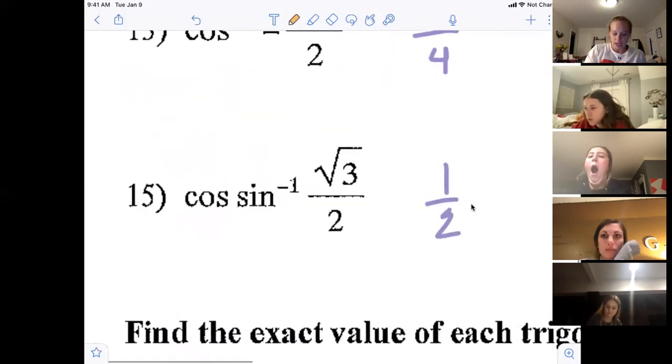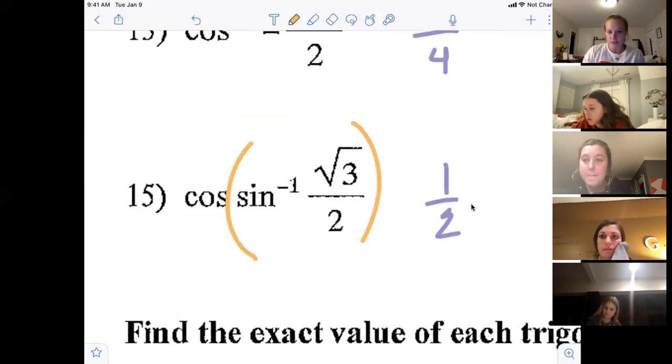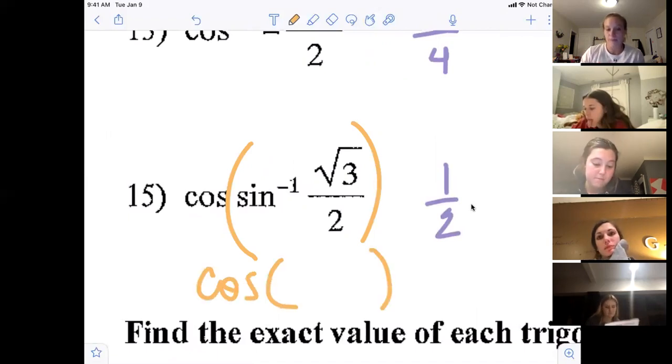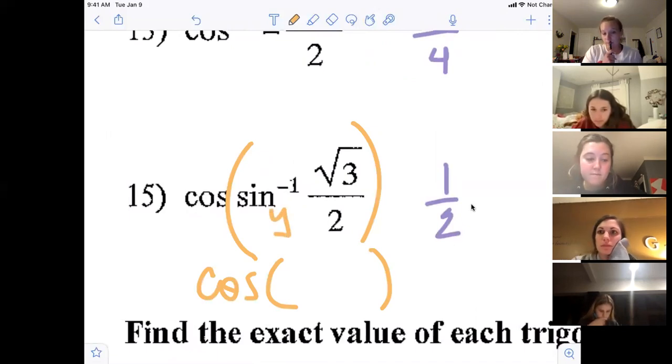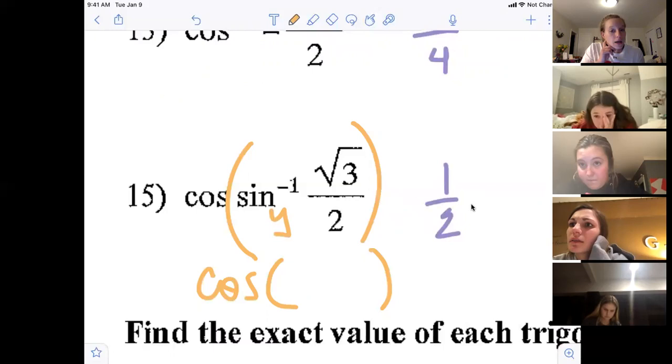If I look at 15, technically I have to do sine to the negative first of root 3 over 2, and then take that angle and do the cosine of that angle. I was confused because it wasn't in parentheses. I don't know why that one didn't have parentheses. But even if anybody else doesn't know how to do this, I'm going to start by looking at my unit circle, where's my sine, or my y, positive root 3 over 2. 5 over 6? Oh wait, no, that's cosine. Never mind, that's wrong. It's the other one.